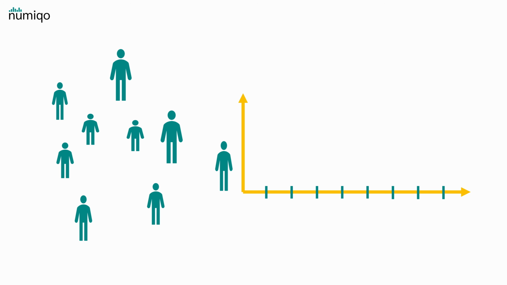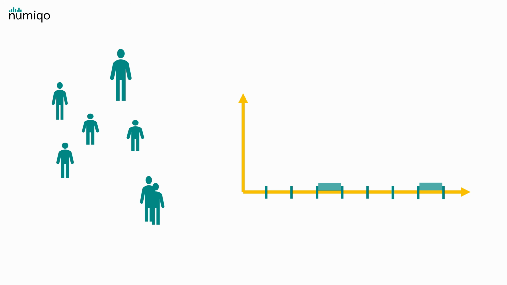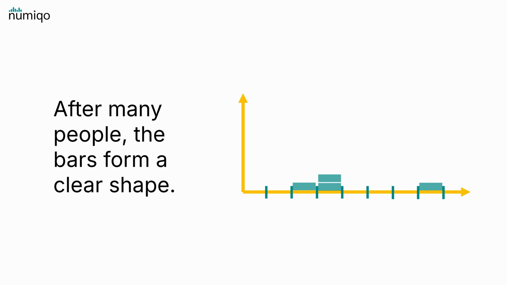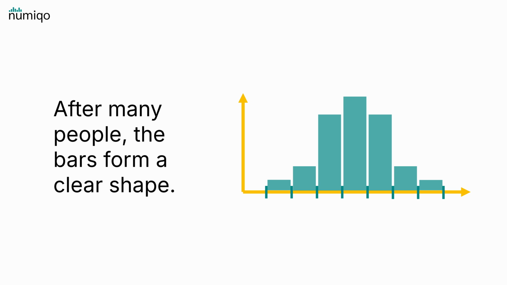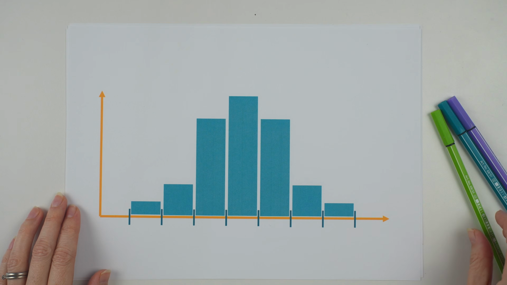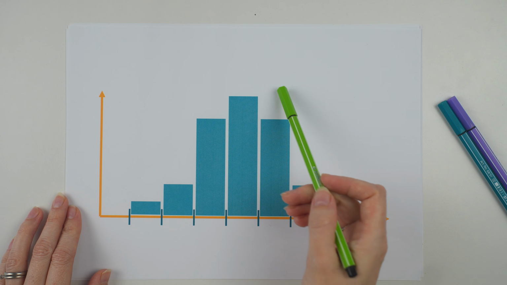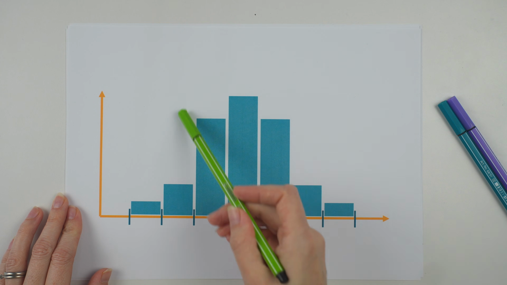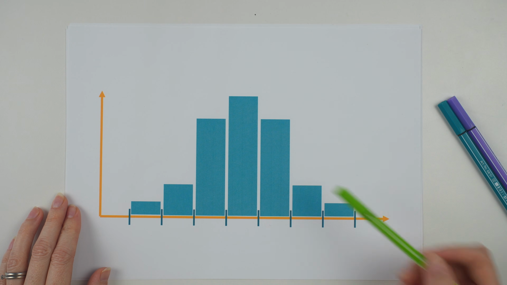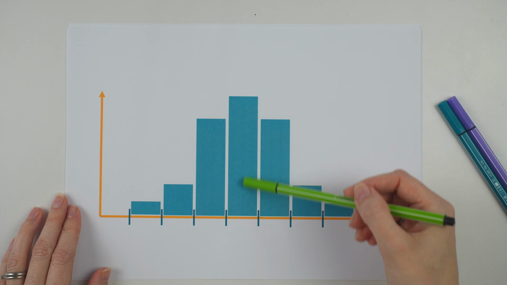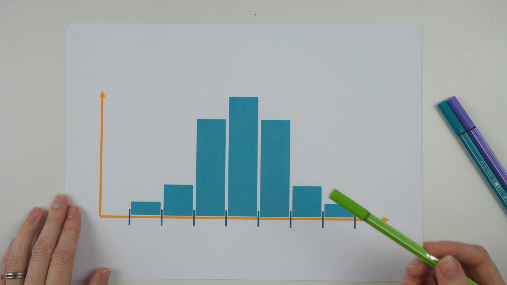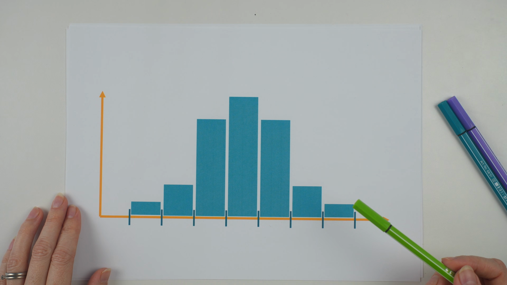Now we take each person's height and put it into the right section. Each time a section gets a person, its bar gets a little taller. After many people, the bars form a clear shape. When you look at the real world, you can see that most people are around an average height. So this height is the most common. That's why the graph is highest in the center.